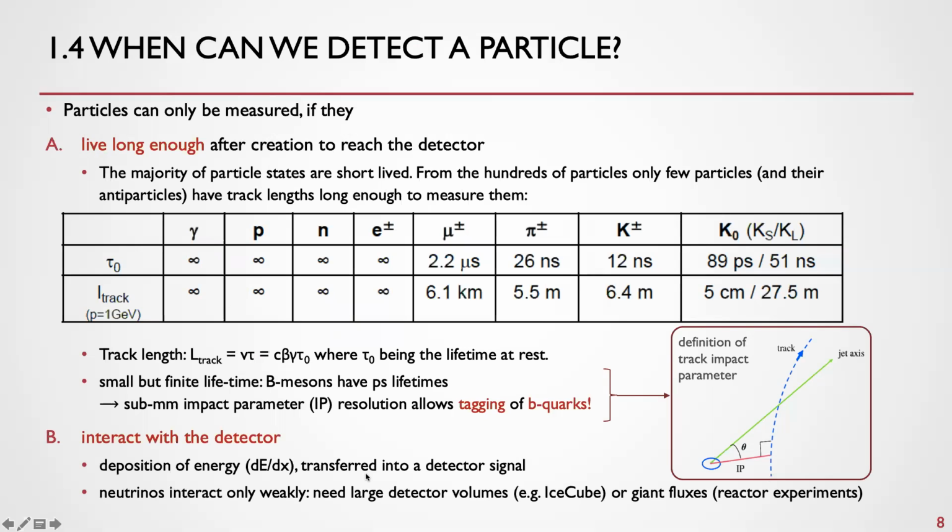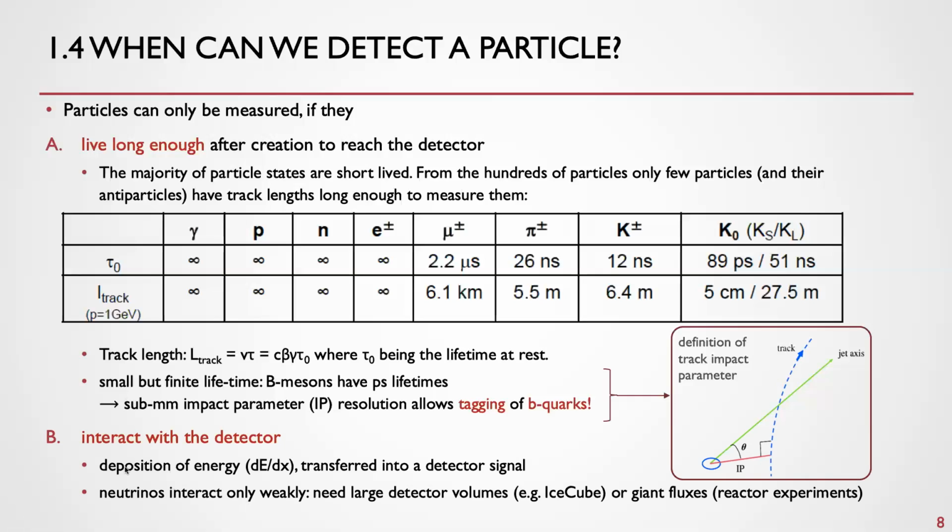Now, we've talked about lifetimes and how these are important. The other crucial ingredient to detect a particle is that it must interact with the detector. That is, it must deposit energy. Per unit length it travels through the detector material, it must leave a certain amount of its energy, the dE/dx, and only once it's done that, we can transfer it into a detector signal. Neutrinos are a counterexample. Those interact only weakly. There, the dE/dx is 0 for practical purposes.